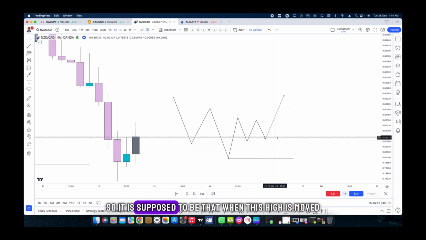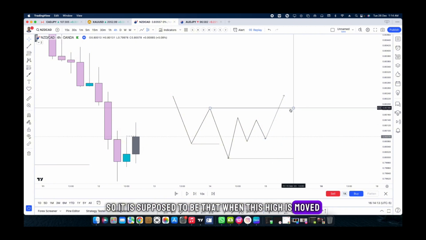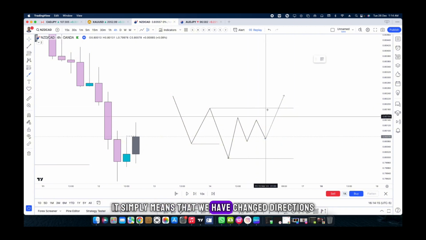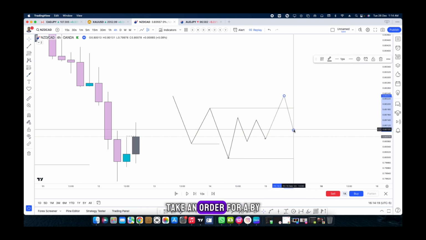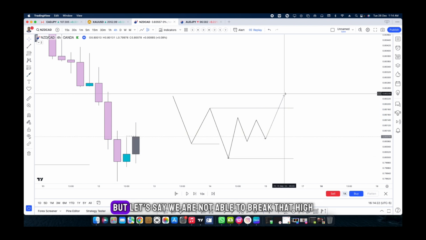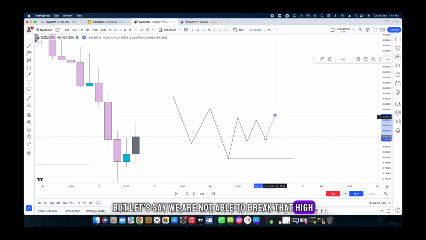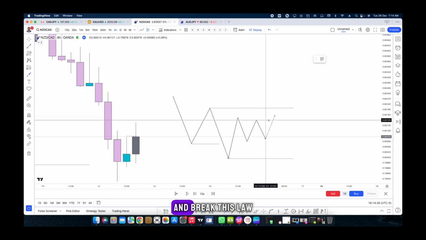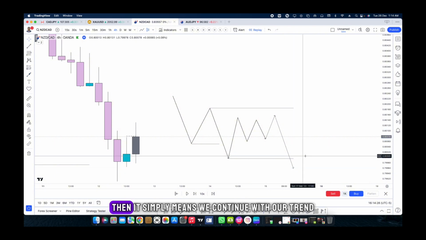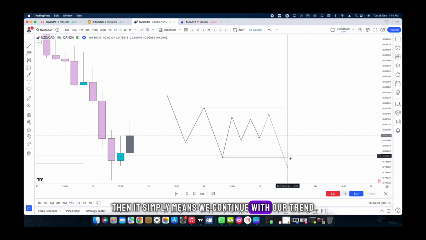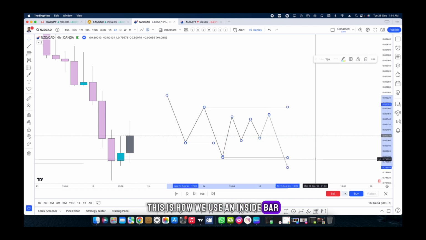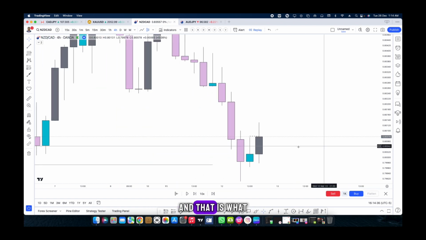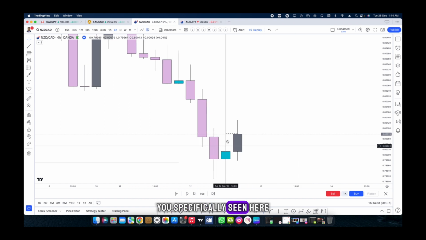So when this high is moved, it simply means that we have changed direction. Then what we want is just to take an order for a buy. But let's say we are not able to break that high, and then we come back and break this low. Then it simply means we continue with our trend. This is how we use an inside bar candlestick.